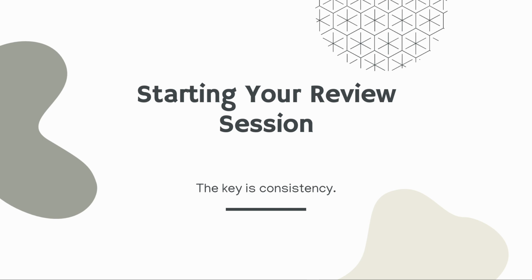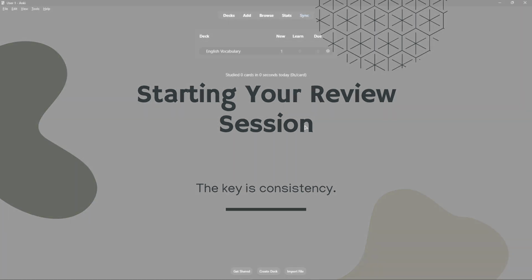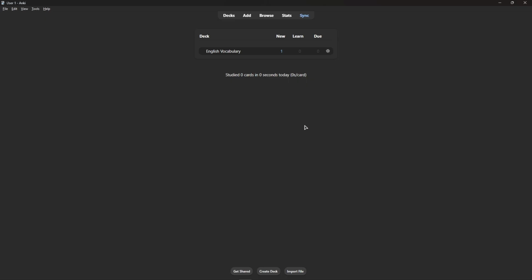Now that we have a card in our deck, let's start reviewing. Don't forget that the key here is consistency. To begin, go back to the main menu and click on the name of your deck, in this case, English vocabulary. You see a Study Now button. Click that to start your first review session. ANKI will show you the word apple on the front of your card, and you try to recall the meaning before flipping it over, before showing the answer.